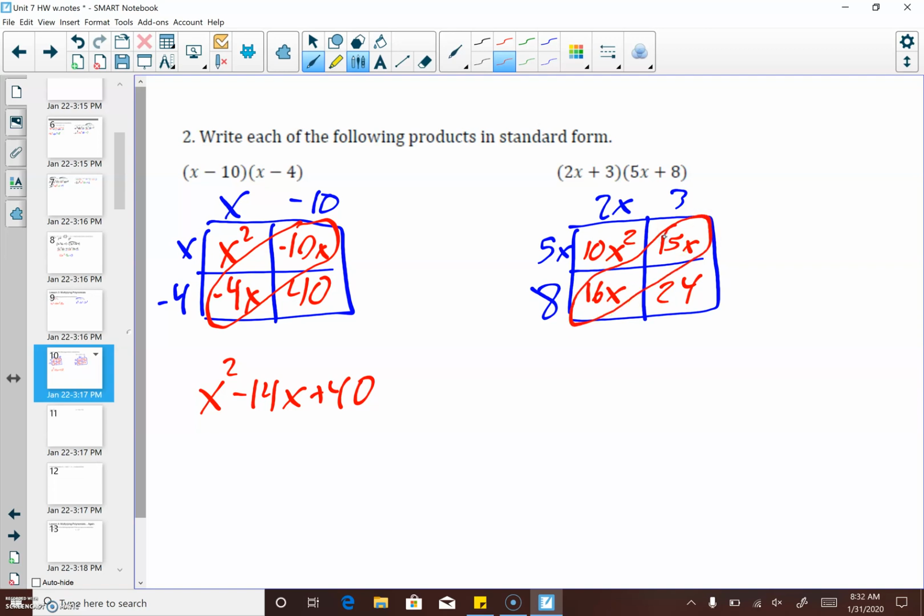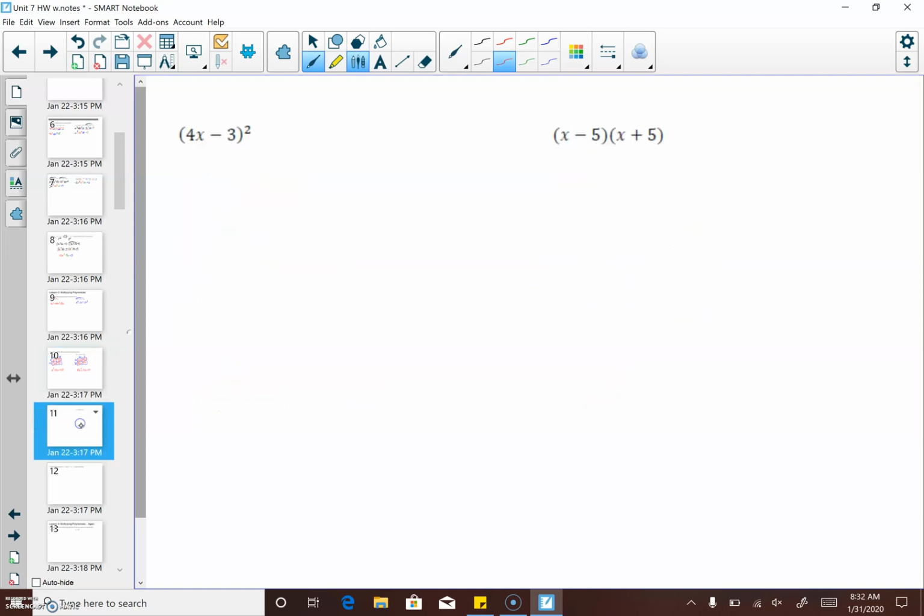Again, like terms on the diagonal. 10x squared. 16x plus 15x is 31x, and then ends with 24.